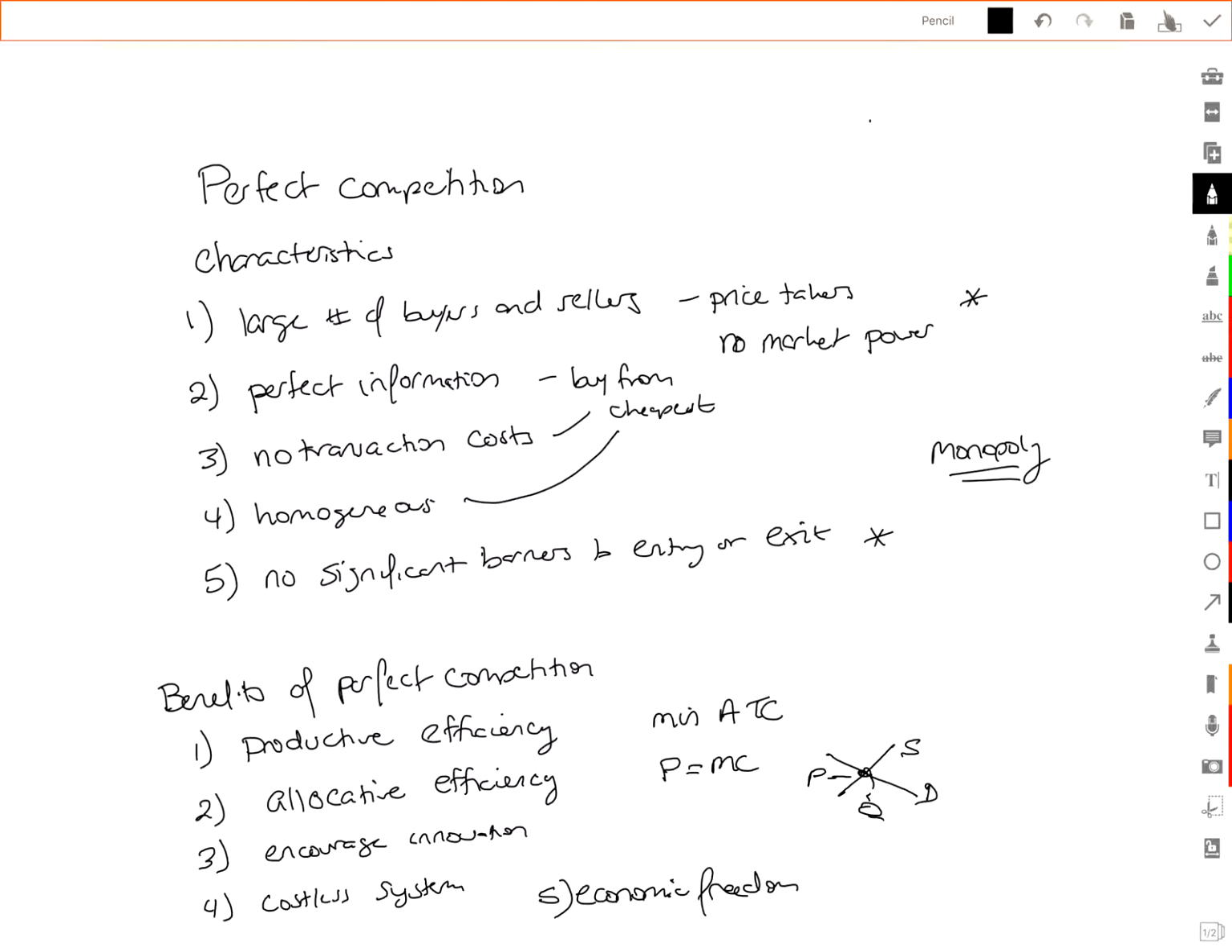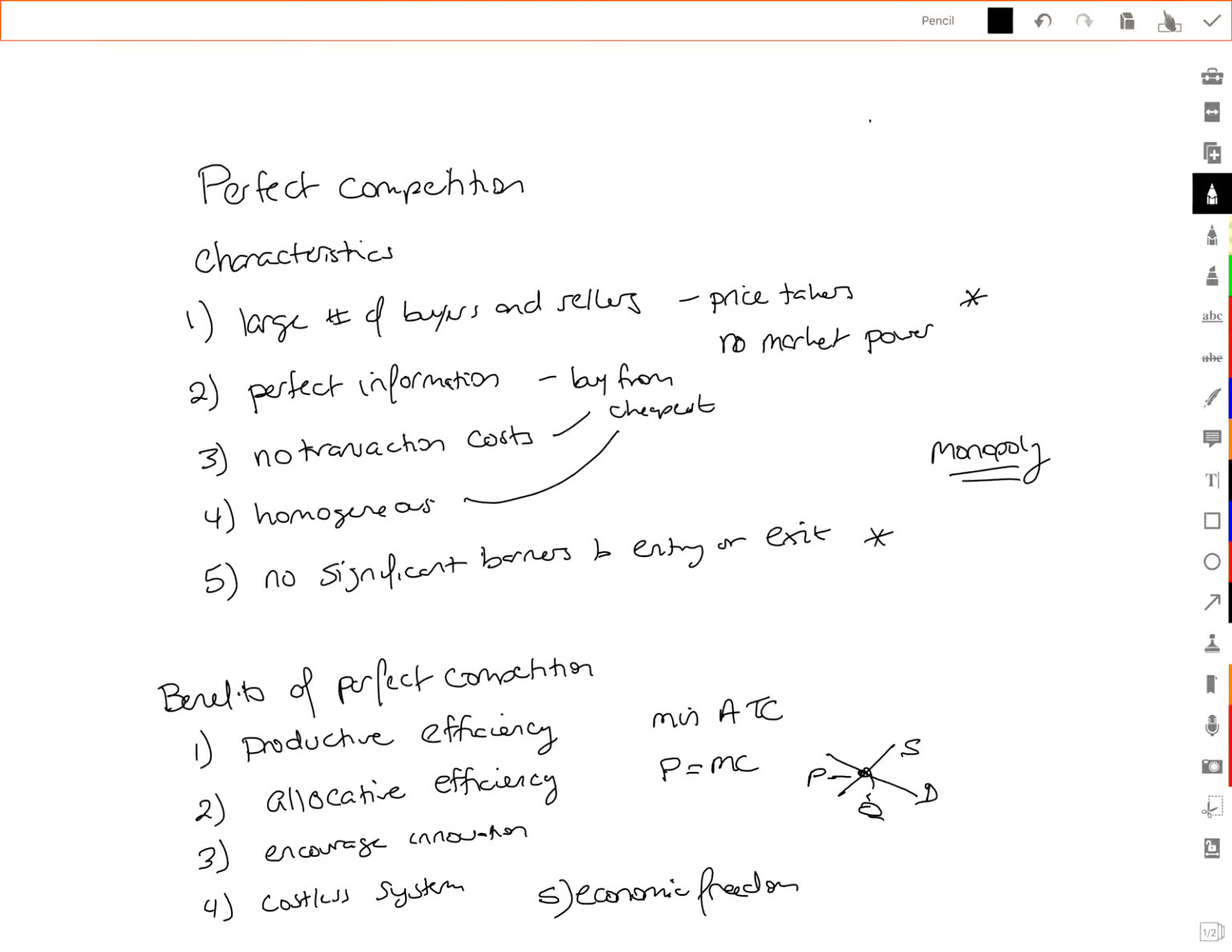Costless system, meaning we don't have to have government intervention. Supply and demand determine who gets what and who does what. And economic freedom: people have the choice in terms of what they buy and what they do for a living. Now, monopolies, which we've talked about a little bit already, are not a costless system.